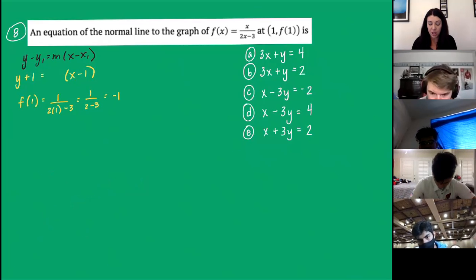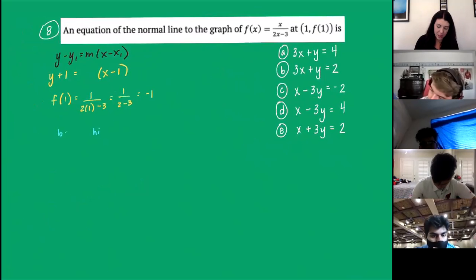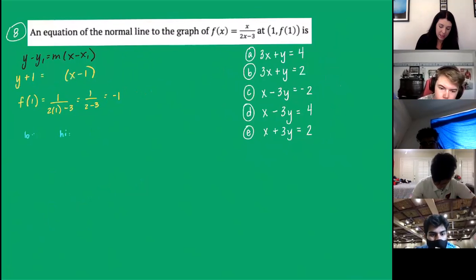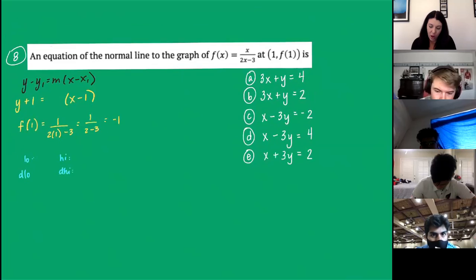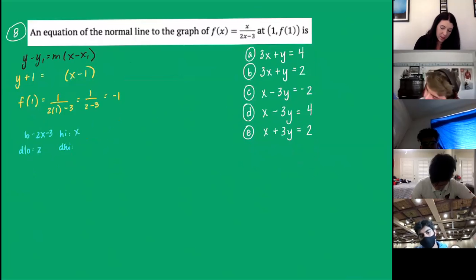So now we have to take the derivative. This is quotient rule, so I'm going to write down low, high, and then d low and d high. Our low is 2x minus 3. Our high is x. Our d low is 2. And then our d high is 1.